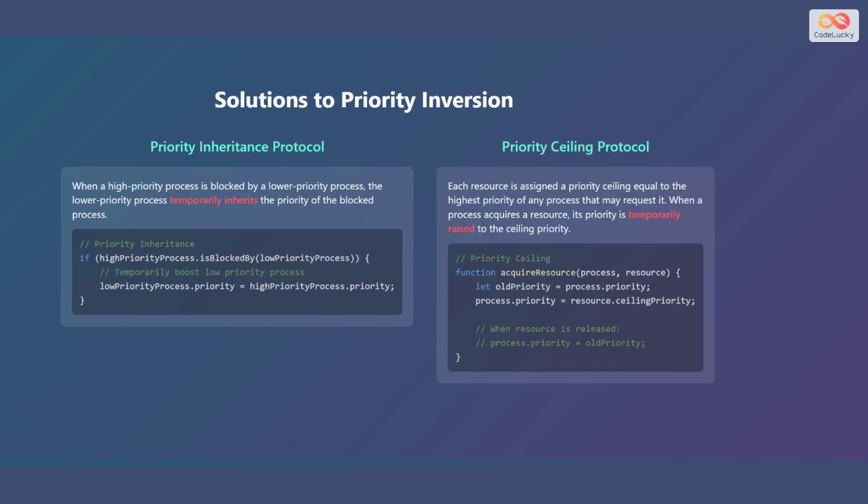The code snippet here shows how the low priority process temporarily boosts its priority to match the high priority process. Alternatively, the priority ceiling protocol assigns each resource a priority ceiling equal to the highest priority of any process that may request it. When a process acquires a resource, its priority is temporarily raised to the ceiling priority. This prevents medium priority processes from interrupting the low priority process holding the resource. The code illustrates how a process acquiring a resource temporarily elevates its priority to the resource's ceiling priority.